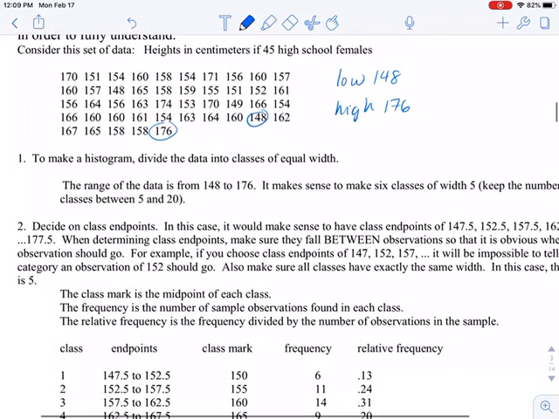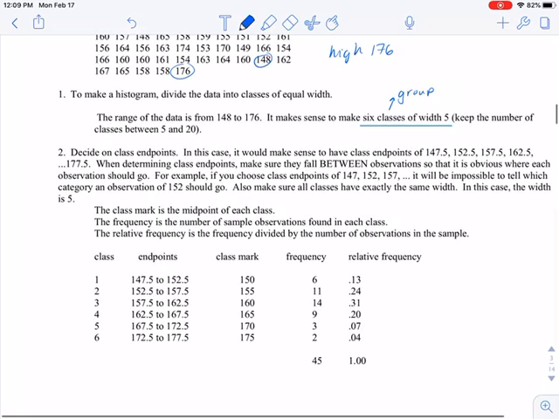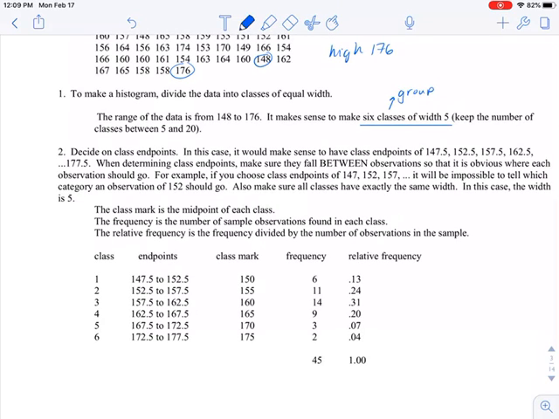So then what we do is we're going to make groups. And in this case, I'm going to make 6 groups or classes. So class is just another fancy word for group. I'm going to make 6 groups of width 5. And what I've done down here is I've started the group at 147.5 because that way I know where to put a number that falls right in the middle.